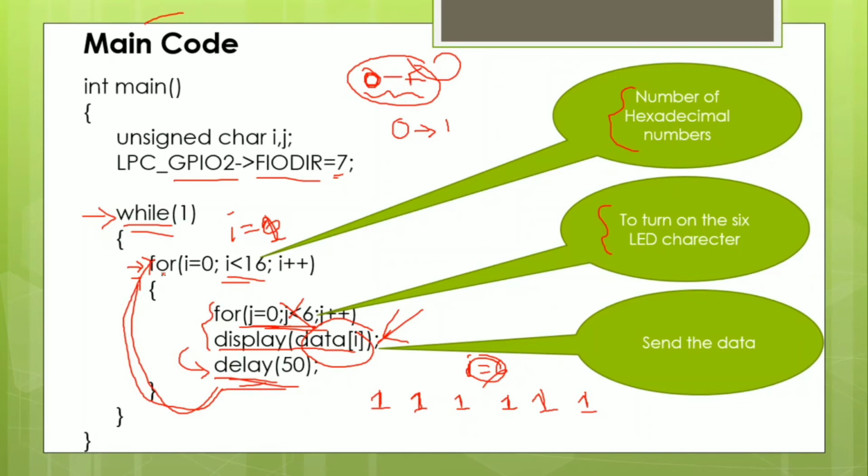This process continues until your value of I is equal to 16. When the value of I is equal to 16, it will stop iterating and come out of the for loop. Then it goes and checks the condition in the while loop. Because here you don't have any condition, while loop is always true when you write any nonzero number in it. Therefore, while 1 will continuously execute, and hence you will have a continuous display on the LED displays.